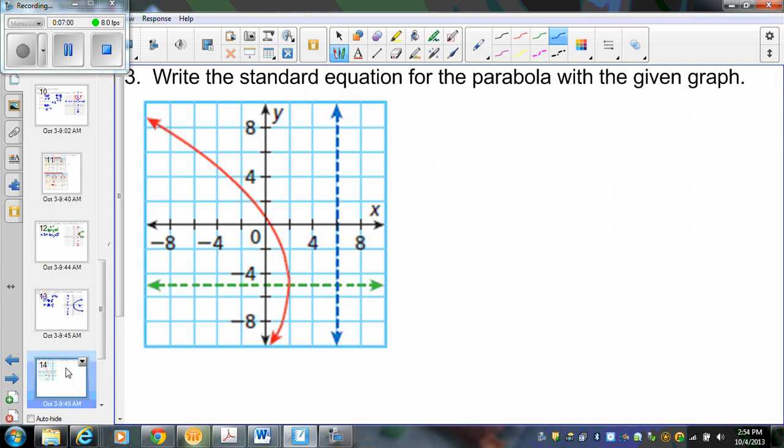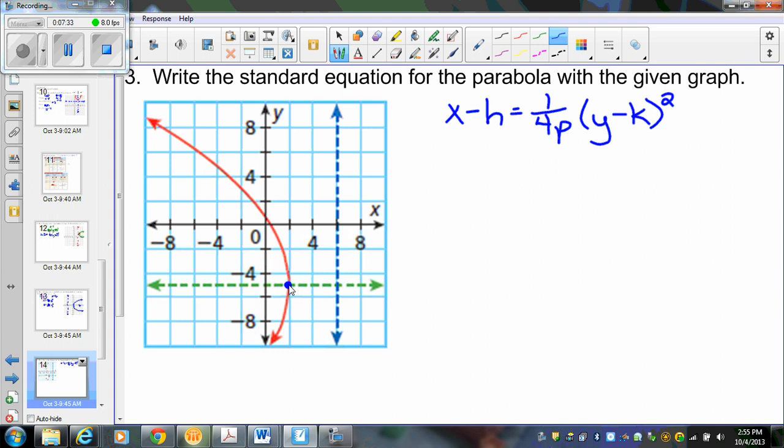All right, let's look at one more. It says write the standard equation for the parabola with the given graph. So this time they've given us a graph and they want us to come up with the equation. And remember, to write the equation for a parabola, we really need to know 3 things. What direction is it opening, which in this case is to the left, so that's the x direction. So that tells me which kind of standard equation to use. I'm going to use the x one. The second thing you need to know is where the vertex is. And the third thing you need to know is your p-value.